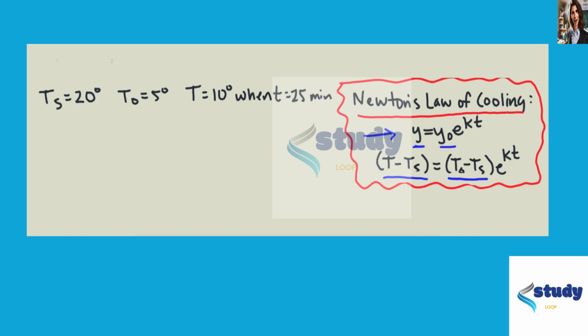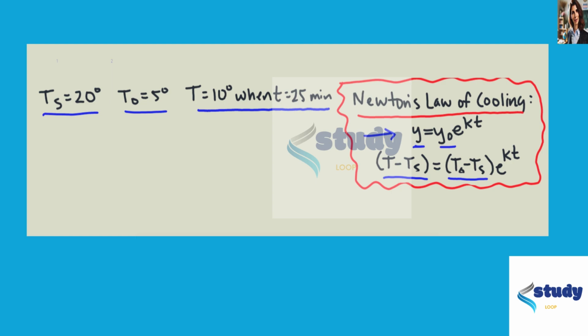So for this problem, we know that the room temperature, or the surroundings temperature, is 20 degrees Celsius. We know that the cold drink started at a temperature of 5 degrees Celsius, so that's our T naught. And then we have one more piece of information, and we're going to use that to help us find the value of k in our model. So let's substitute some numbers in.